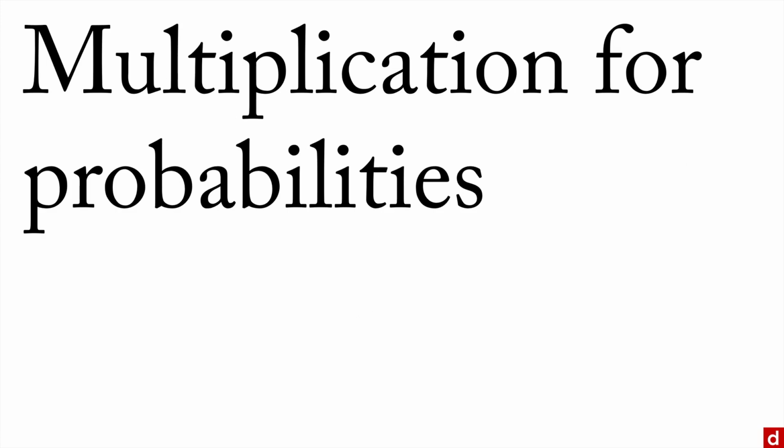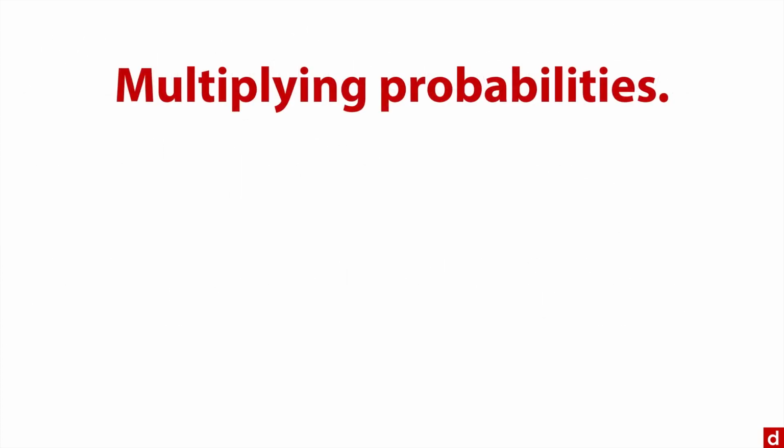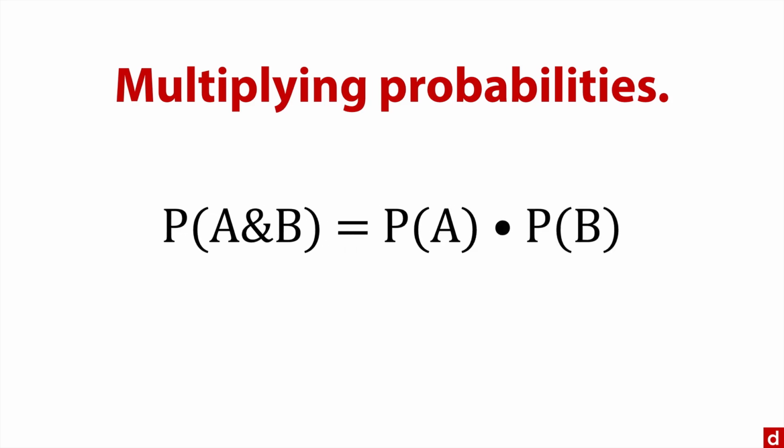Now let's talk about multiplication for probabilities. Now the idea here is you want to get what are called joint probabilities, or the probability of two things occurring together simultaneously. And what you need to do here is you need to multiply the probabilities. And we can say probability of A and B, because we're asking about A and B occurring together, a joint occurrence. And it's equal to the probability of A times the probability of B.